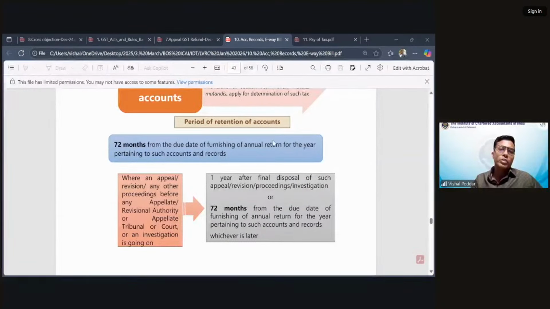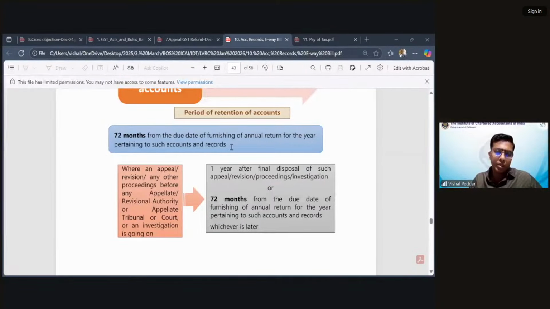For what period do the books have to be maintained? They have to be maintained for 6 years, that is 72 months from the due date of furnishing of annual return. So generally the due date is 31st of December of the next financial year.